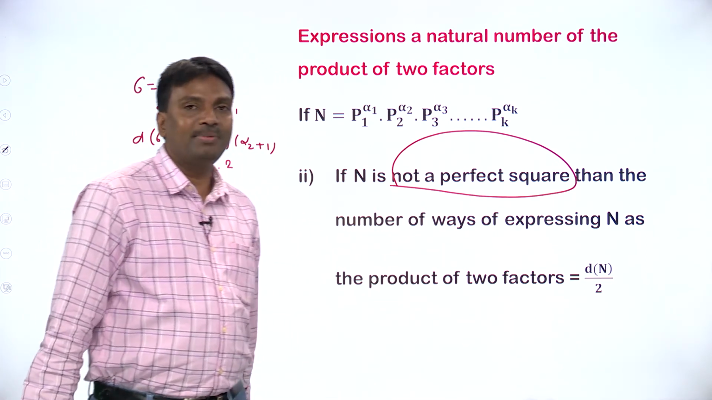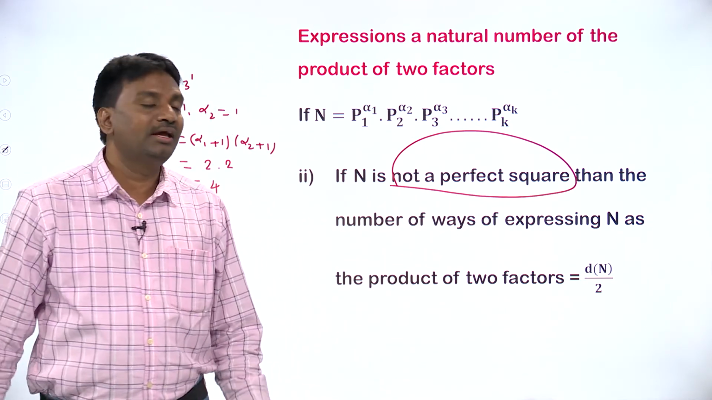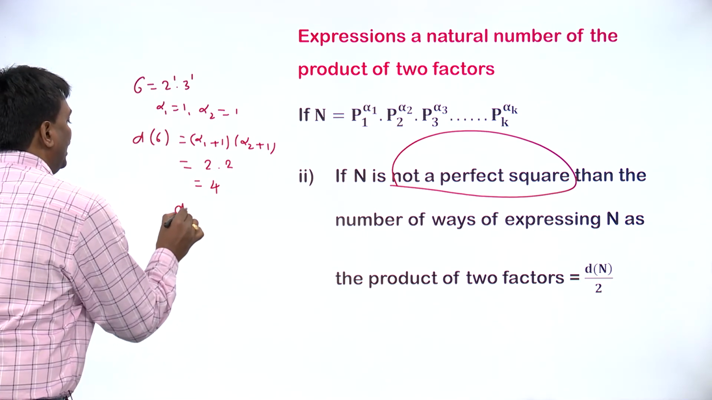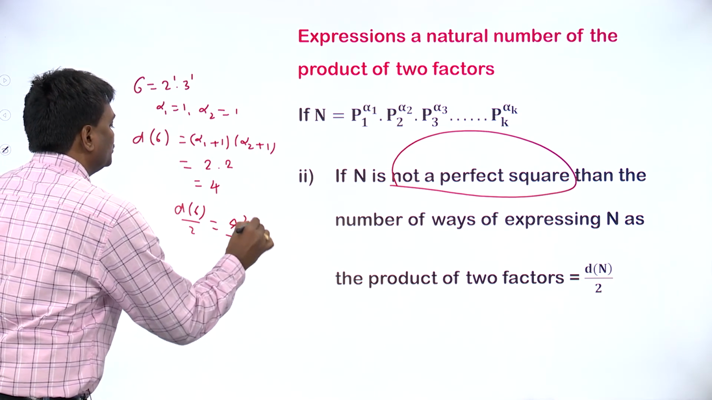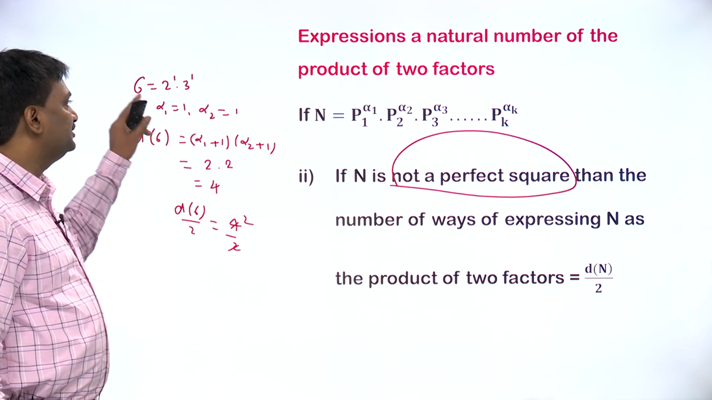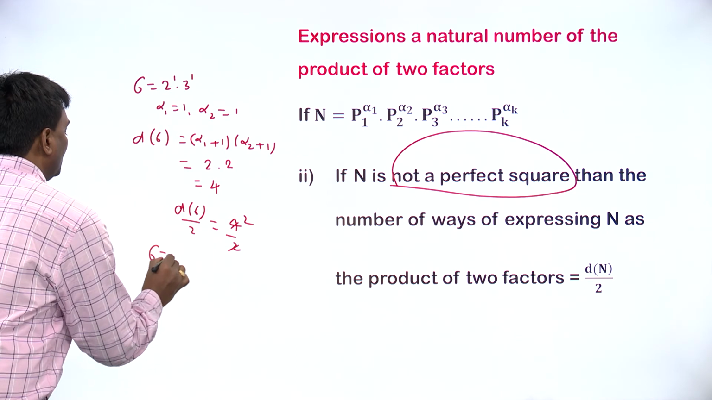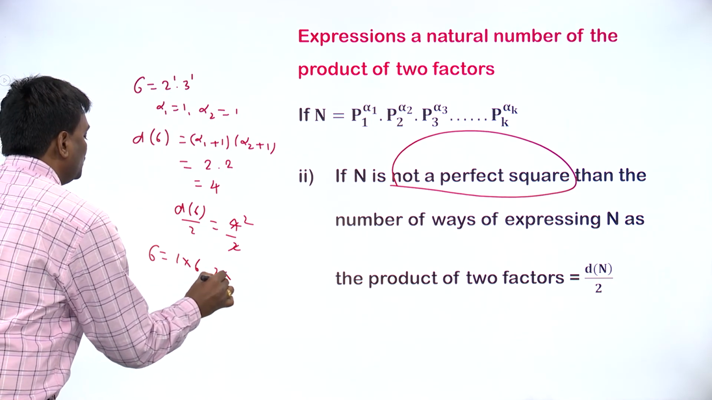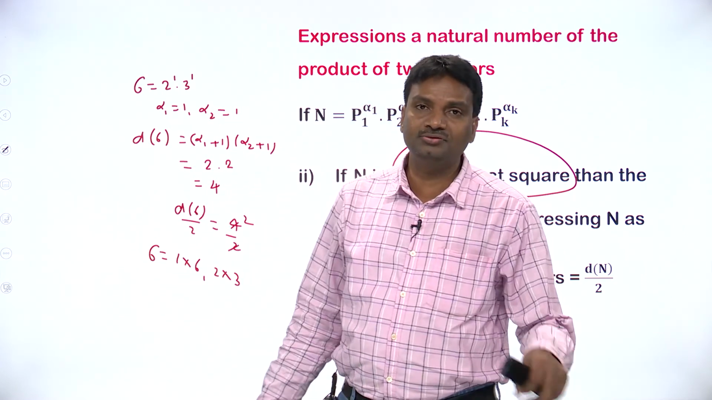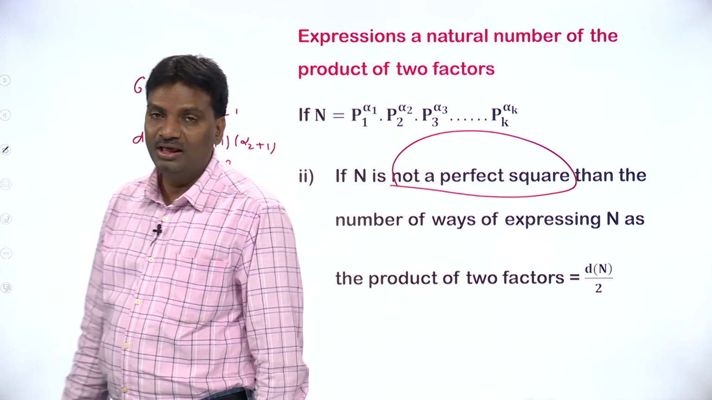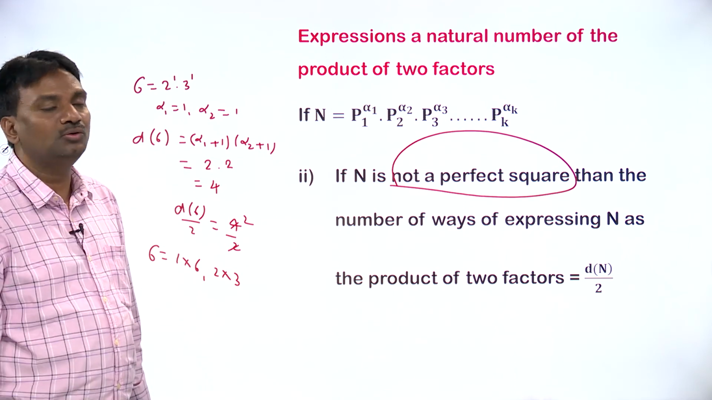If n is not a perfect square, then the number of ways of expressing n as the product of two factors is d of n by 2. So, d of 6 by 2, where d of 6 equal to 4, 4 by 2, that is 2 times. So, we can express 6 as the product of two factors in two ways. Those two ways are 1 into 6 or 2 into 3. If you write 1 into 6, then do not write 6 into 1, because 1 into 6 is nothing but 6 into 1 only. If you write 2 into 3, then do not write 3 into 2. 2 into 3 is nothing but 3 into 2 only.